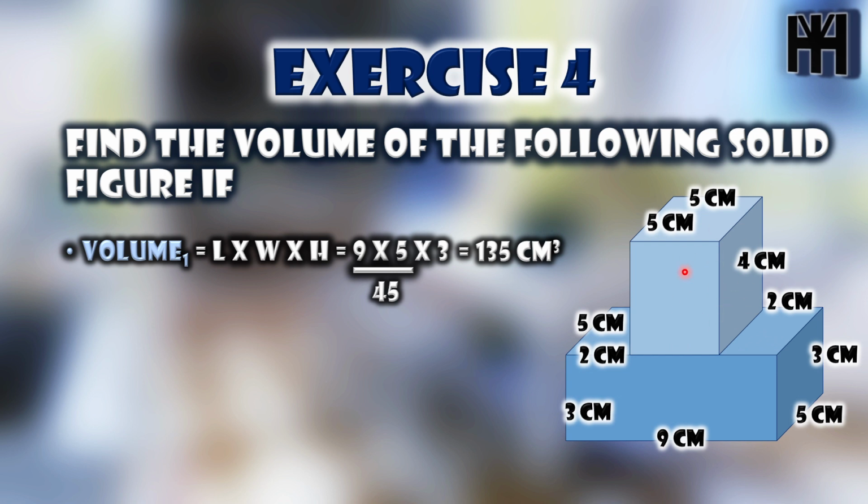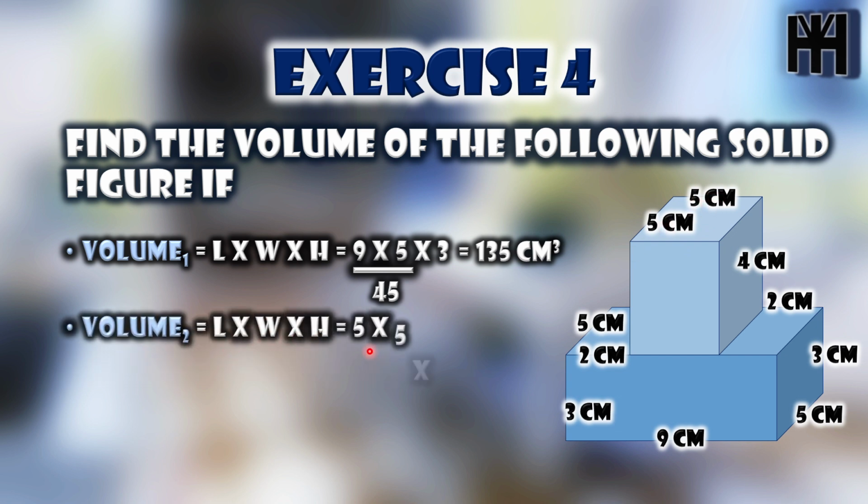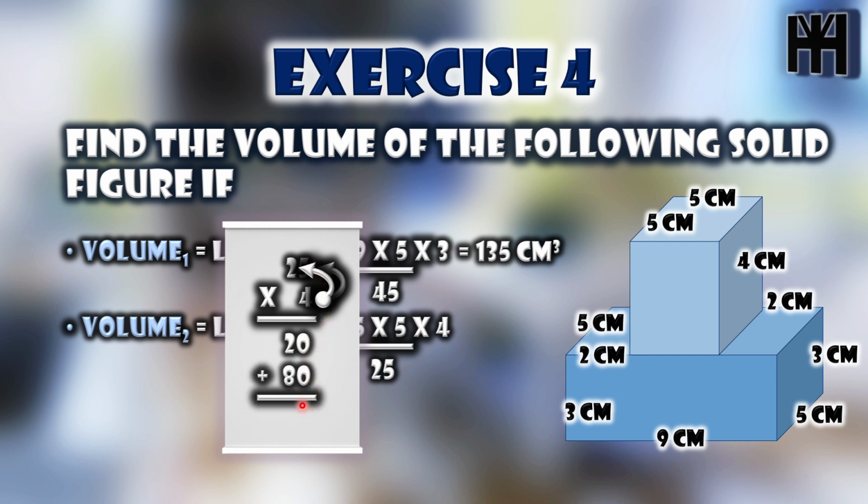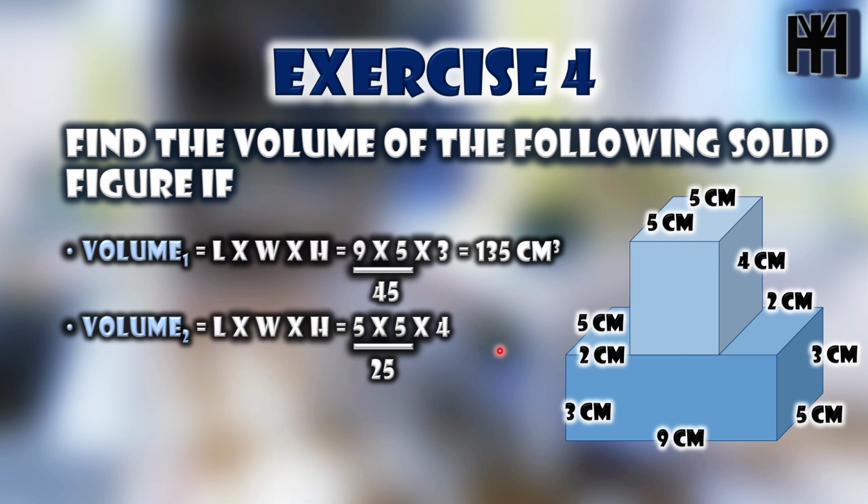Okay, so this here is our second volume, and it has a square base as the length is equal to the width. So volume 2 is length times width times height. The length is 5, the width is 5, the height is 4. So it's 5 times 5 times 4. Okay, 5 times 5 is 25. 25 times 4, let's multiply them. Okay, 4 times 5, it's 20. Then 4 times 20 is 80. And let's add them. 0 and 0 is 0. 2 and 8 is 10. 0. And add 1 here. So it's 100 centimeter cube.